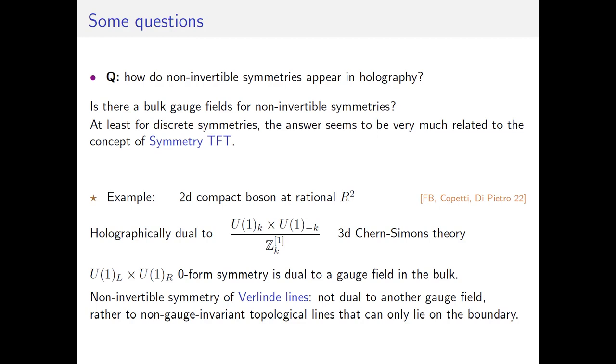And in fact, the answer seems to be very, very much related to this concept of the symmetry TFT. So in some sense, we do have a gauge field, but the gauge field, at least for discrete symmetries, we can think of it as the symmetry TFT.